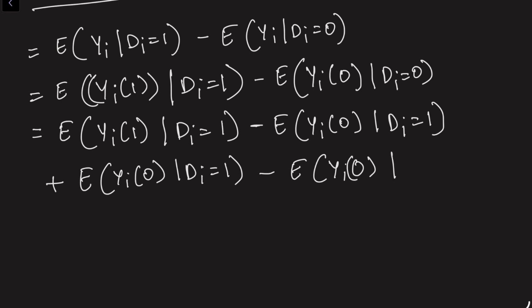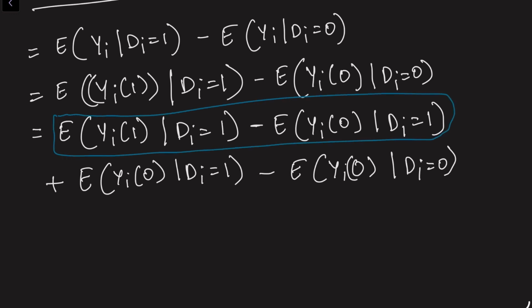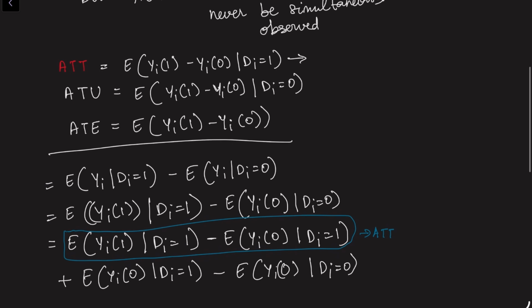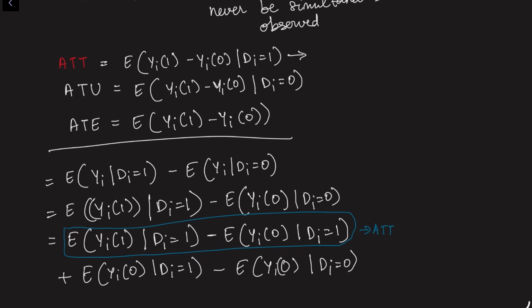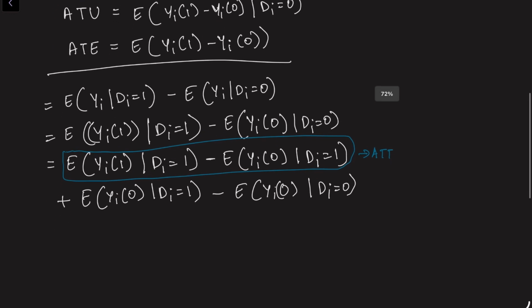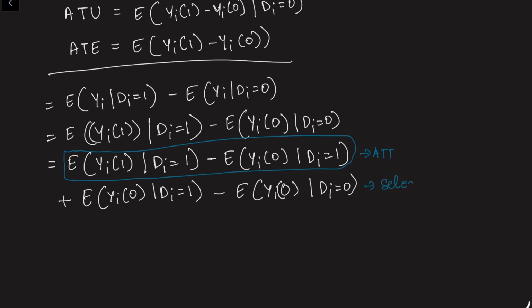Now something interesting has already happened. If you notice some pattern here, pause the video and check if you can notice the pattern that I'm suggesting. What has already happened is this first term is the ATT. We described it just above. You can see this and this are exactly the same. This can be rewritten like this because of linearity of expectations, but they are exactly the same. So this first term is the ATT, and the second term is called the selection bias.